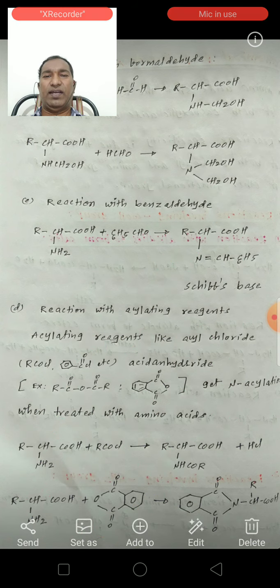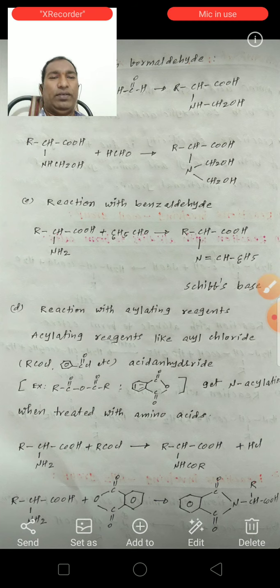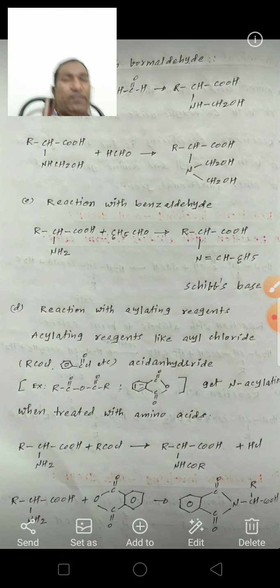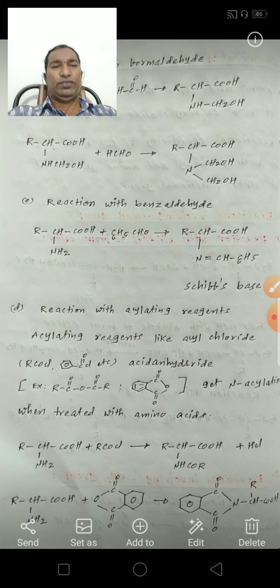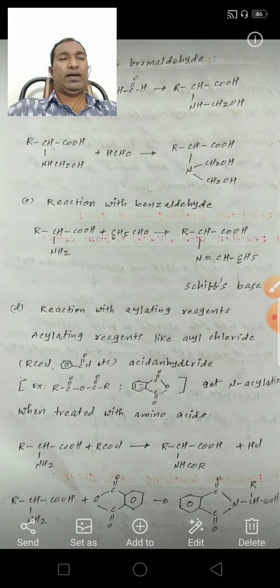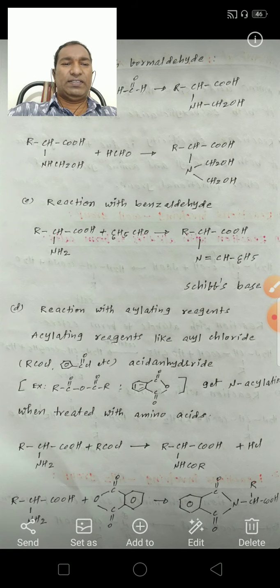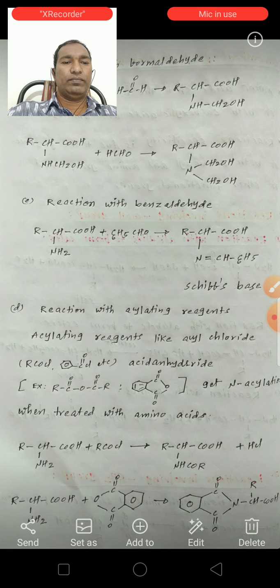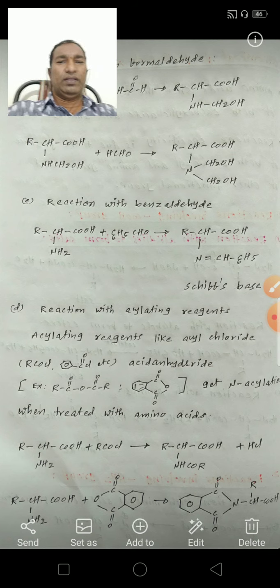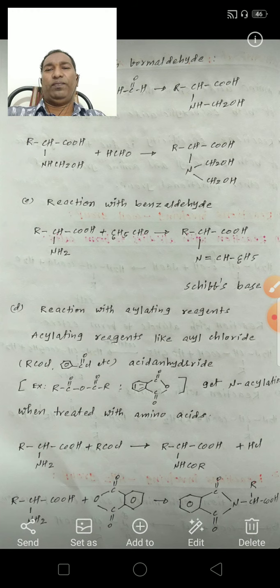So like this mechanism, the CH2OH group is attached to the nitrogen group of amino acids. So the amino acid reacts with formaldehyde to form RCHCOOH NHCH2OH. Next, this RCHCOOH bond NHCH2OH again reacts with another mole of formaldehyde.